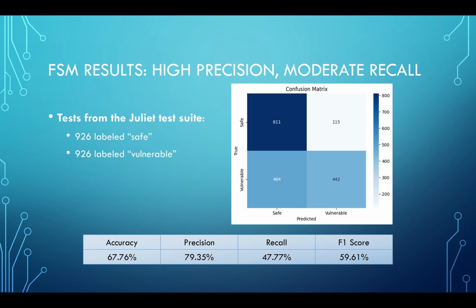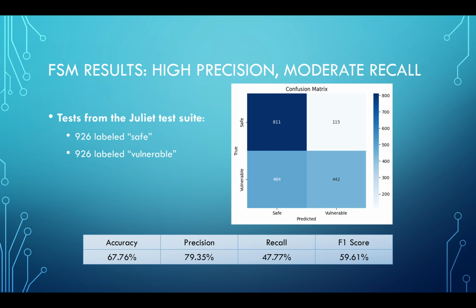Now, however, recall is pretty low. It's under 47%, which is not great. That's pretty bad, to be honest. That means that our model misses some vulnerabilities. So we have a pretty high number of false negatives, which brings our general accuracy and recall quite low.